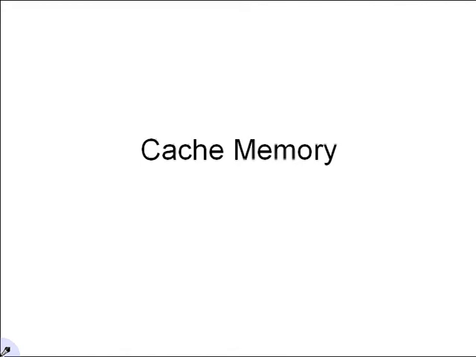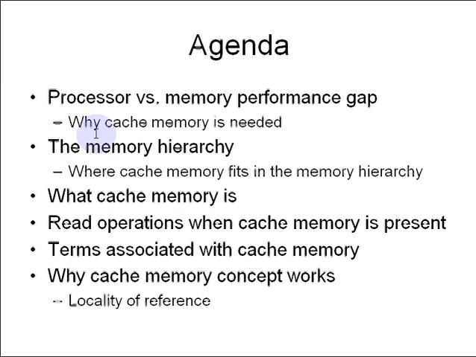In today's class, we'll be talking about cache memory. This is the agenda for today's class. First, we will be talking about the performance gap that exists between processor and main memory, and we'll see why cache memory is needed. Then we'll talk about the memory hierarchy, and we'll see where the cache memory fits in this memory hierarchy. Then we'll talk about what cache memory is.